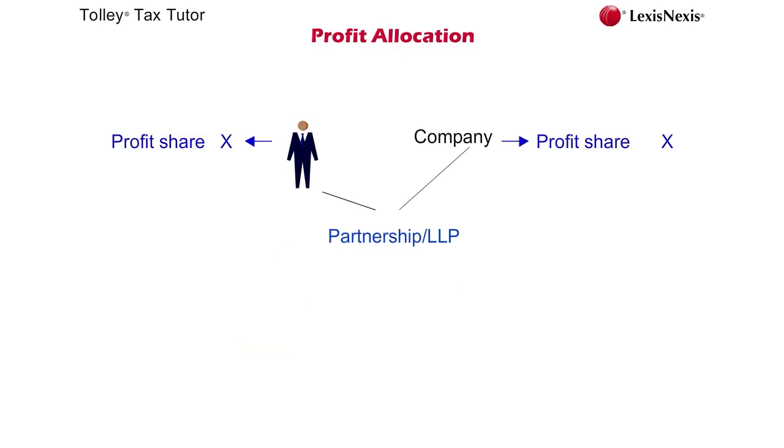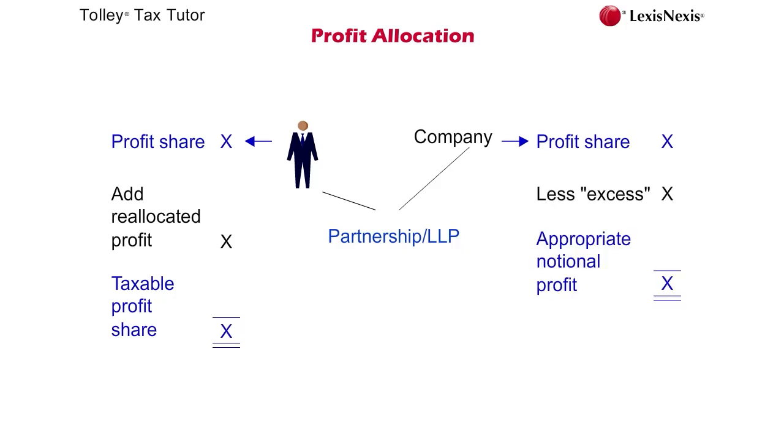Where the provisions apply, the individual's profit share is increased by the amount of the company's profit share that is attributable to the individual's power to enjoy it. This amount cannot exceed the amount by which the company's profit share exceeds the appropriate notional profit. The company's profit share is reduced by a similar amount, although account must be taken of any differences in computational rules for corporation tax and income tax purposes.